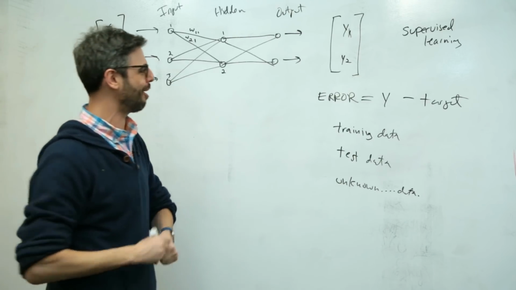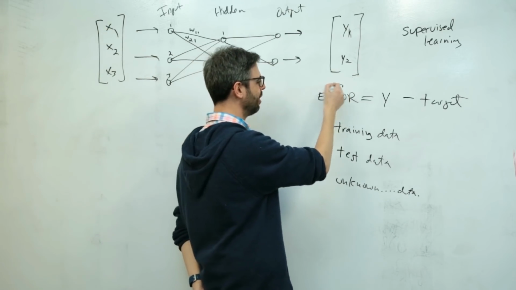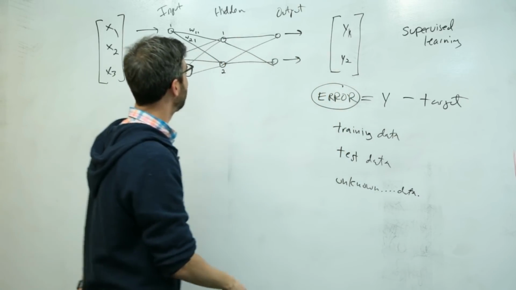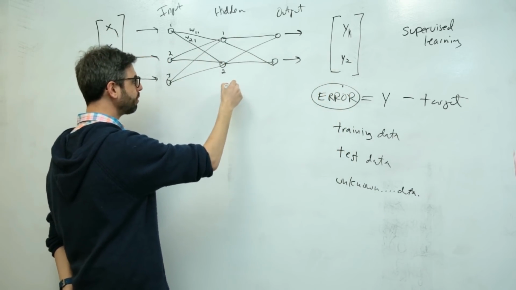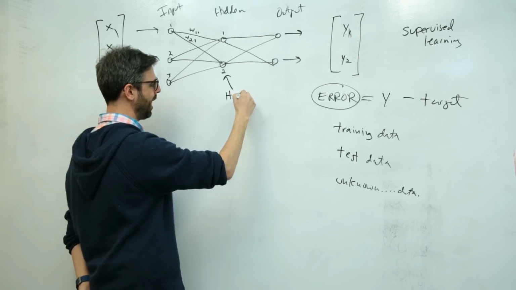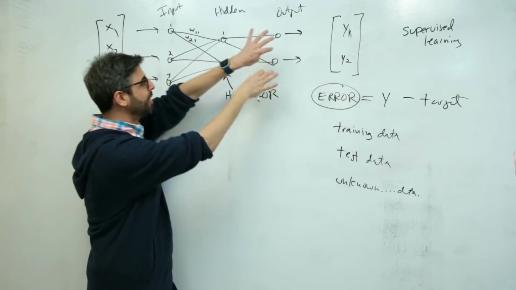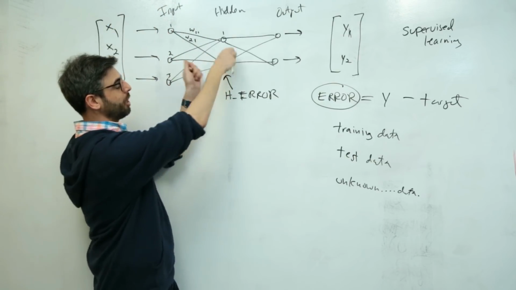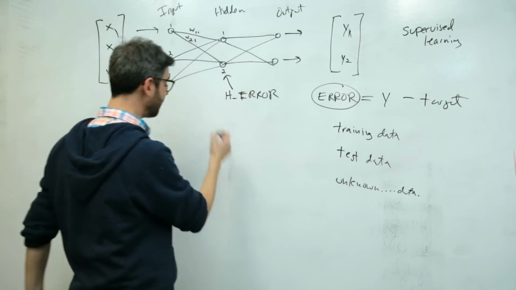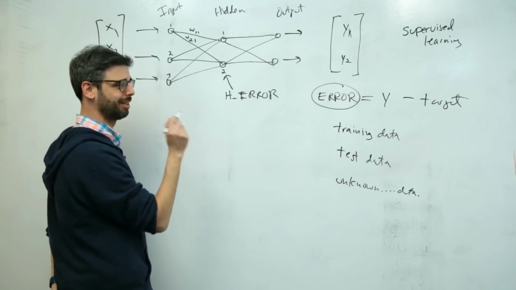What did we get so far? We figured out in the previous video, we calculated this error, and then we calculated the hidden error, which I'll just call H error. That's part of backpropagation. Well, we have this error. How do we distribute this error all around so we can adjust all these weights? The reason why we're doing this is because we actually did this already twice.